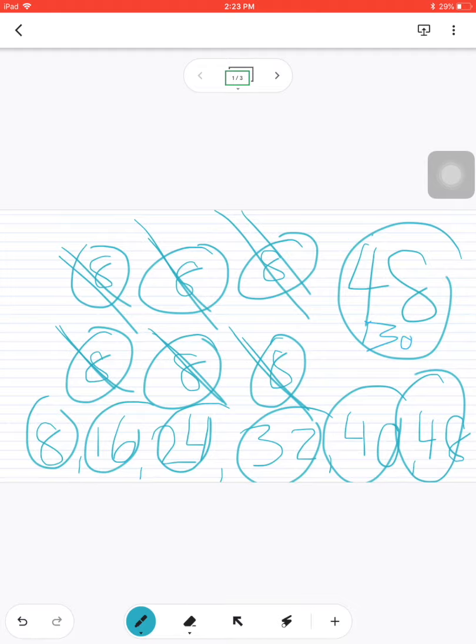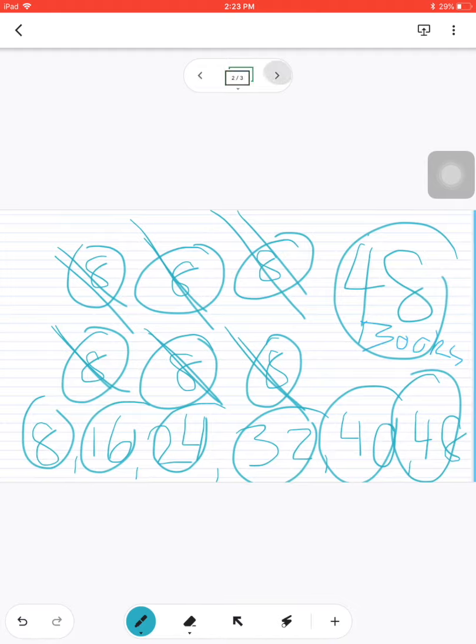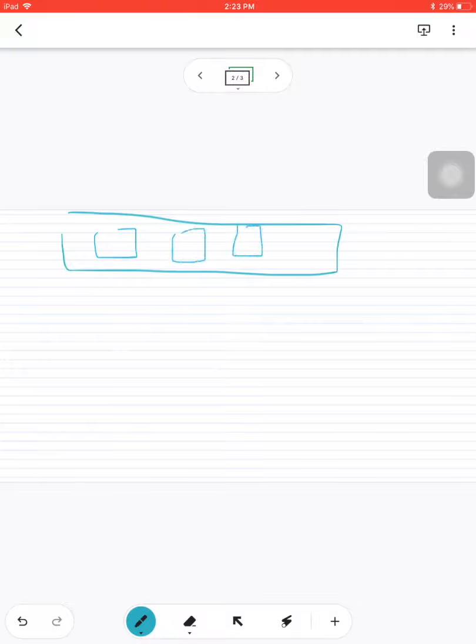48 books. We always like to label. Got my 48 books, so I know how many I've got. Now we know we need to put them on shelves, right? And it says there's going to be 4 books on a shelf. So I'm just going to draw a little picture here. There's my shelf. I'm going to put a book here, a book here, a book here, a book here. This just helps me picture what I'm going to be doing.